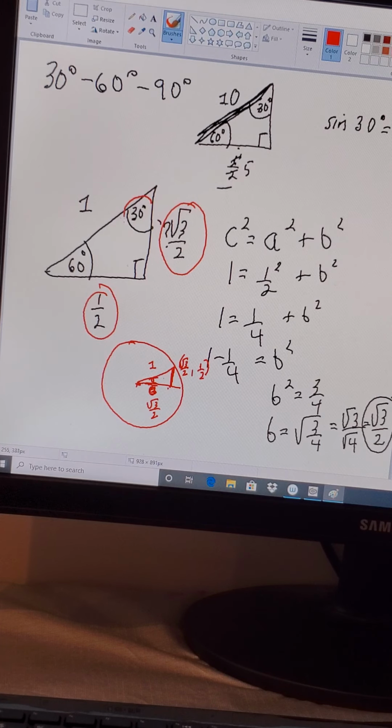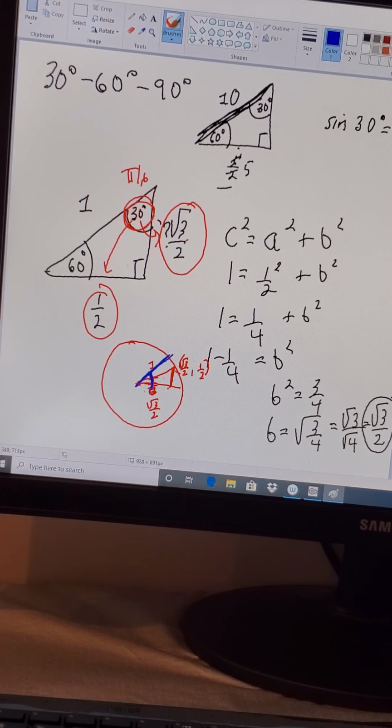Pi over 6 is like 30 degrees, so I'll use the triangle here. 30 degrees is pi over 6. Adjacent is root 3 over 2. That's cosine. And opposite is a half. Okay, so I hope you can see that. You can always email me, right? I just hope the video is better than just written notes.